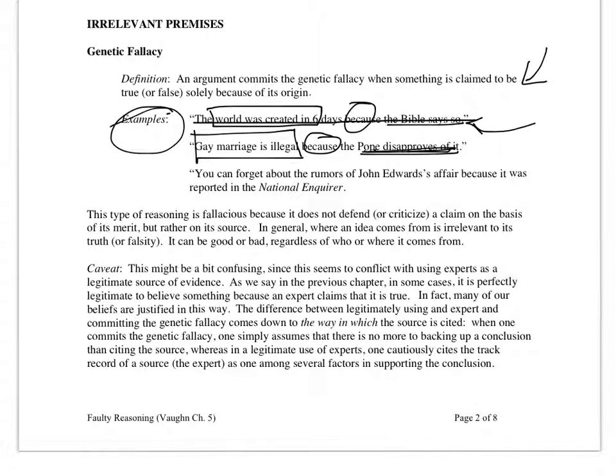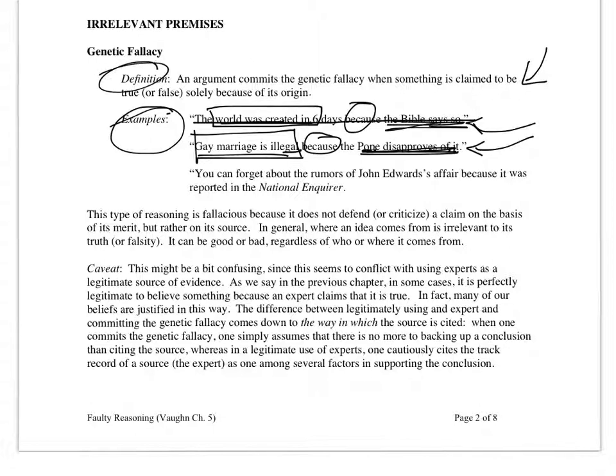Okay, so I'm just going to look at these two examples and explain why reasoning like this is not a legitimate or a good way of reasoning. It's because the support for these claims goes to where that claim is supposed to be supported. Here, the source is supposed to be the Pope. The source of this claim is supposed to be the Bible.